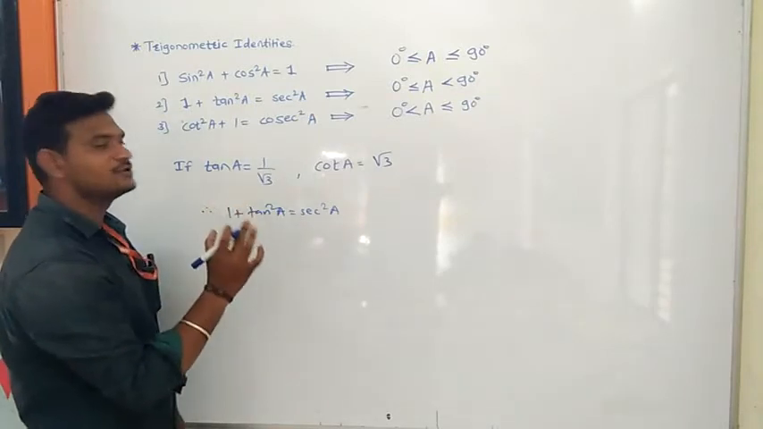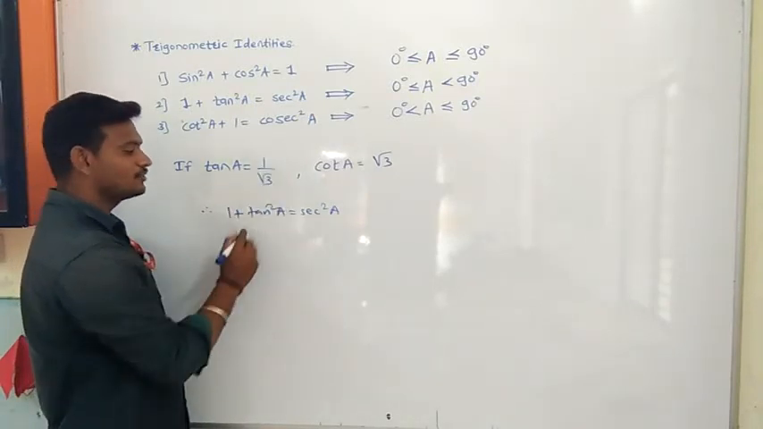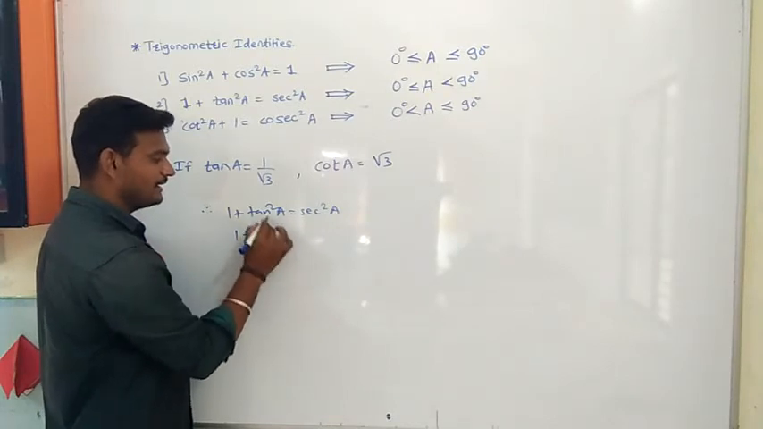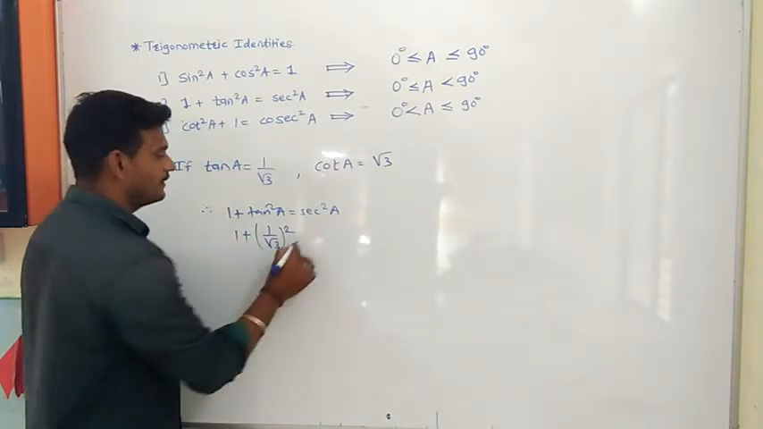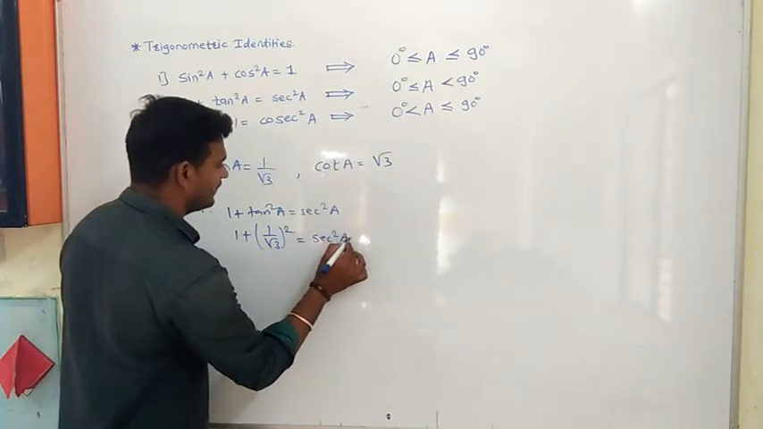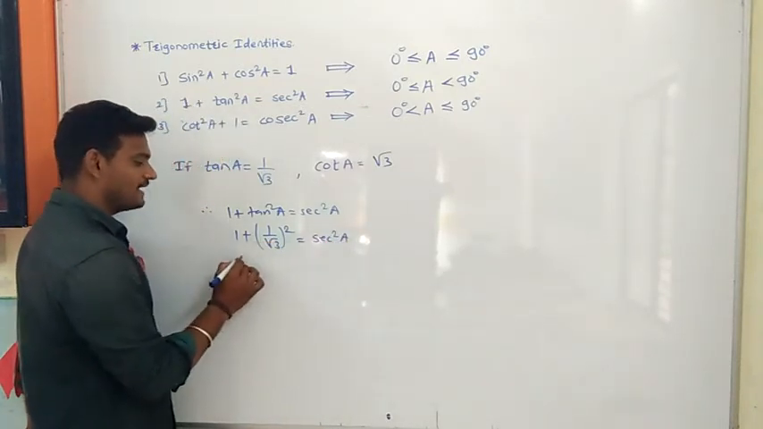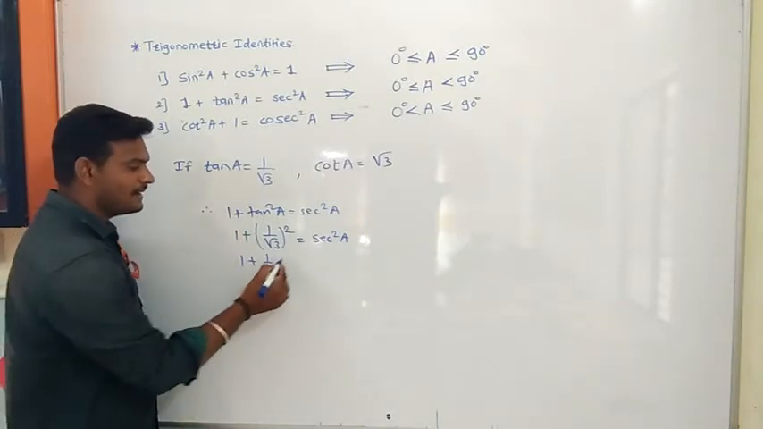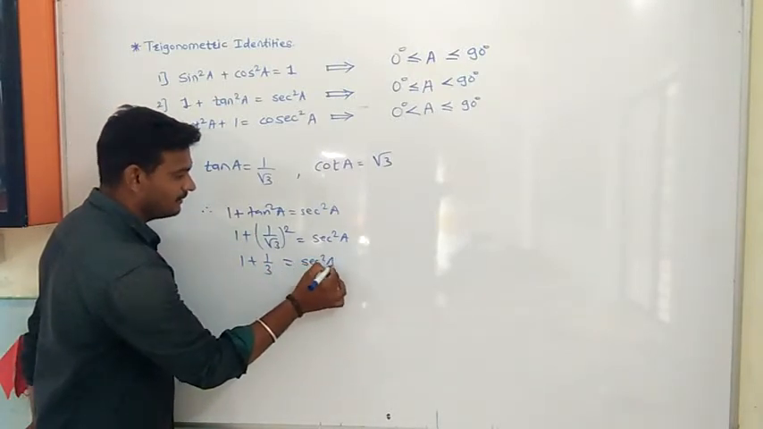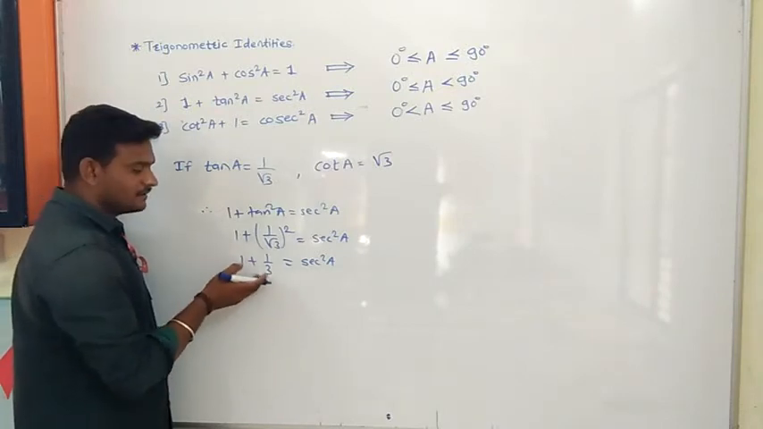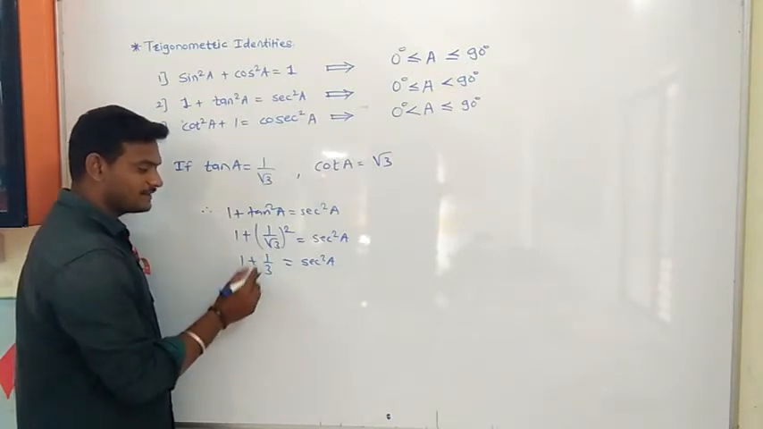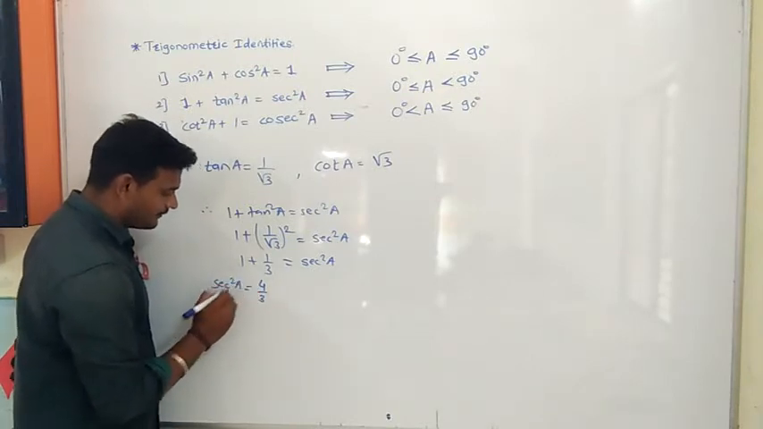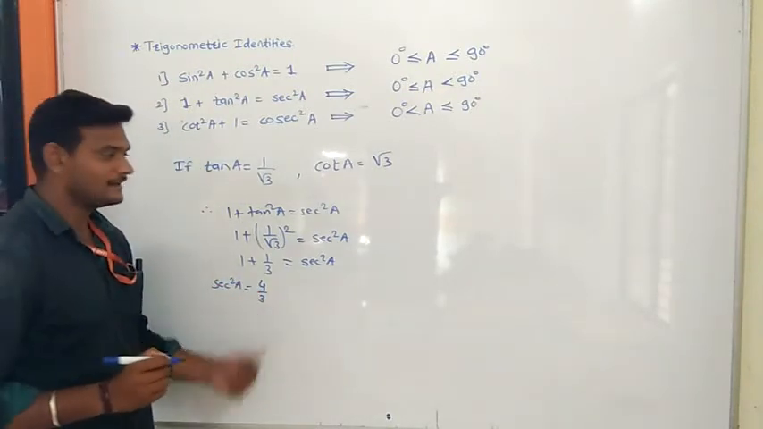Now we will put all the values here. Tan A is equal to 1 by root 3, and the square is there. So 1 by root 3 square is 1 by 3, which is equal to sec square A. Now do this: 3 into 1 is 3, 3 plus 1 is 4. So 4 by 3 is equal to sec square A. We got sec square A is equal to 4 by 3.